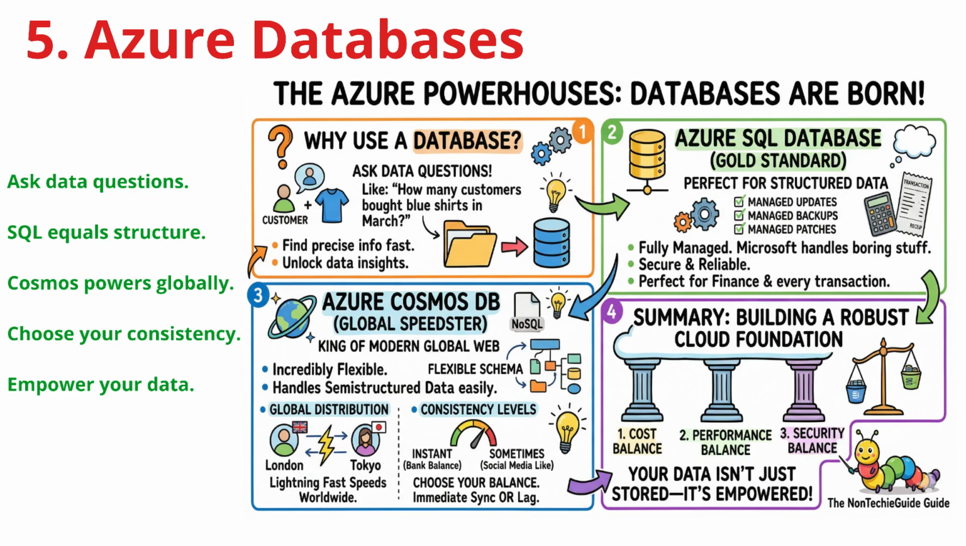Next, meet Azure Cosmos DB, the global speedster. While SQL is great for structure, Cosmos DB is the king of the modern global web. It is incredibly flexible and handles semi-structured data with ease. Its global distribution lets you copy data to servers worldwide, giving users in London and Tokyo lightning-fast speeds. It also offers customizable consistency levels, allowing you to choose the perfect balance between immediate sync, required for a bank balance, or a slight lag, which is acceptable for a social media like button.